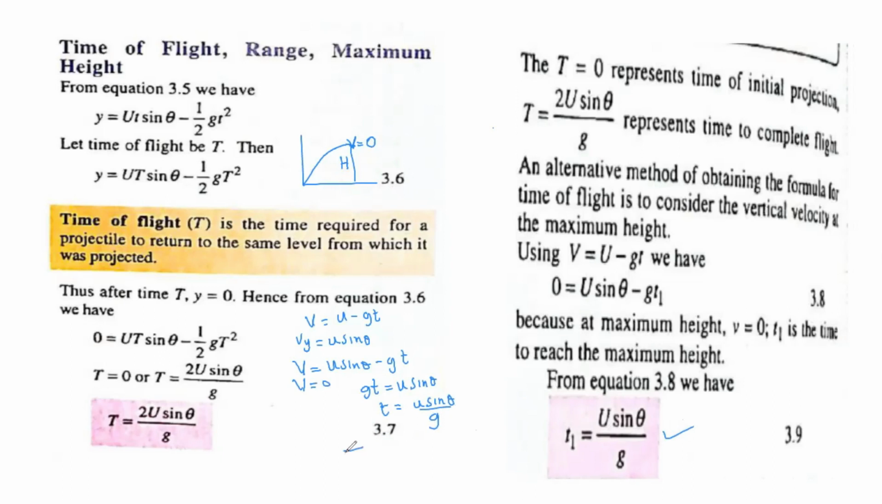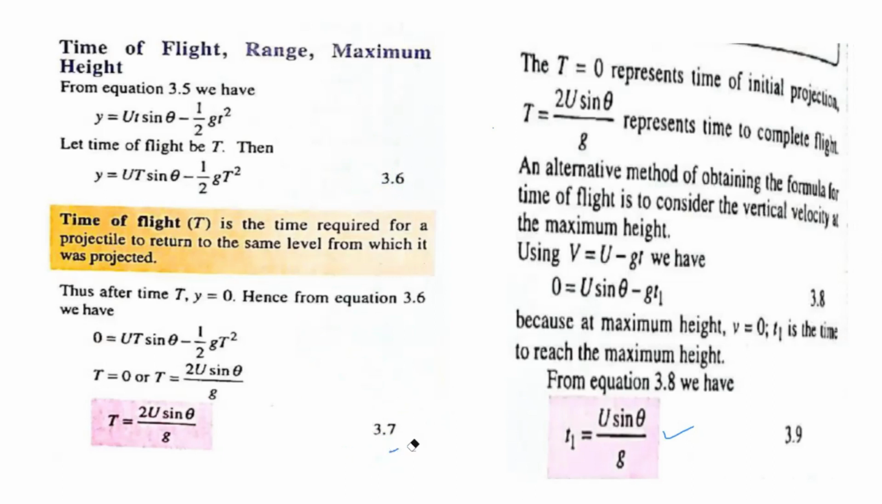So the time of flight is equal to 2t, where t is the time to reach the maximum height. Scientists believe that the time it takes to reach this place is the same time it takes to reach the ground. Please, you need to know this as well. Do you get the logic? Yes, sir. Okay, fine. So we can move on.